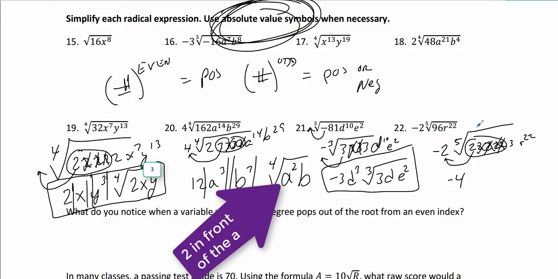And then how many R's pop? Well, I have 4 R's, right? 5 goes into 22 4 times. And then I have your 5th root of what? What's left over? I have a 3 that I didn't touch, right there, and then I have 2 R's that I did not touch as well. All right, that was a quick, hopefully, explanation of all 4 of those. If you have questions, please ask in class. But let's move on down there.